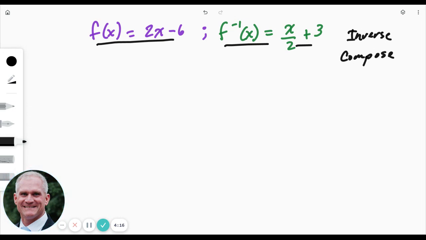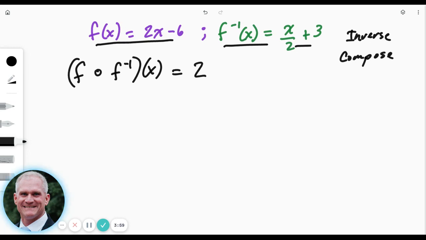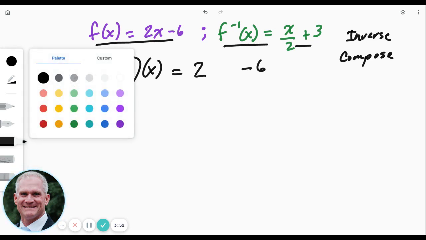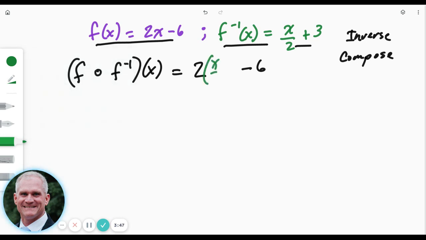It's very interesting. So if we're going to compose f composed of f inverse of x, that means we start with f of x and we put f inverse inside it. So we say 2, and then we know this x is going to be the inverse function, minus 6. So let's do this. We'll keep it straight. We know that our inverse function is x over 2 plus 3. Okay? Now let's solve for this.